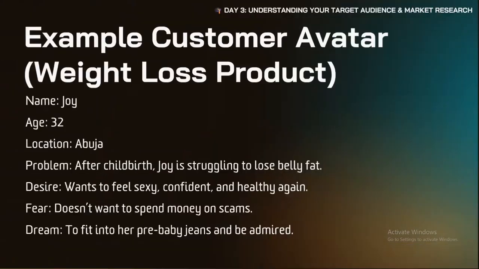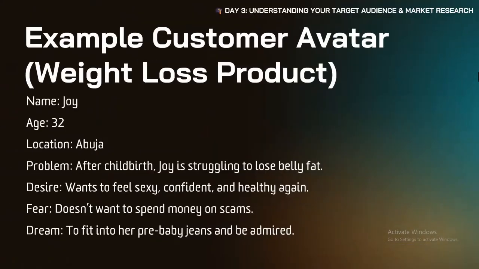Then let's go to the next one. I'm going to be giving an example of a customer avatar based on what I've said so far. The name is Joy. I'm talking about a female, age 32, location Abuja, because I'm currently in Abuja. I'm focusing on people in Abuja. Problem: after childbirth, Joy is struggling to lose belly fat. That means after giving birth, Joy started putting on weight. Desire: she wants to feel sexy, confident, and healthy again.